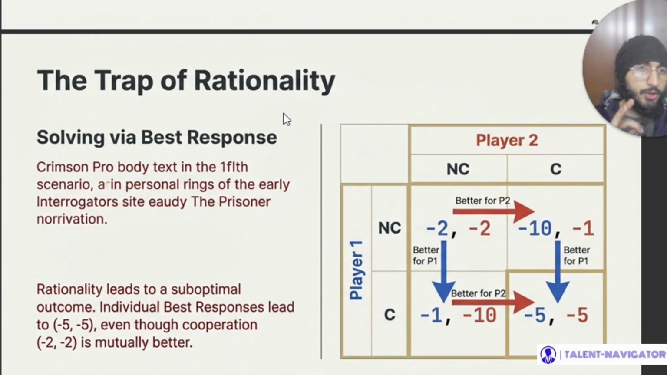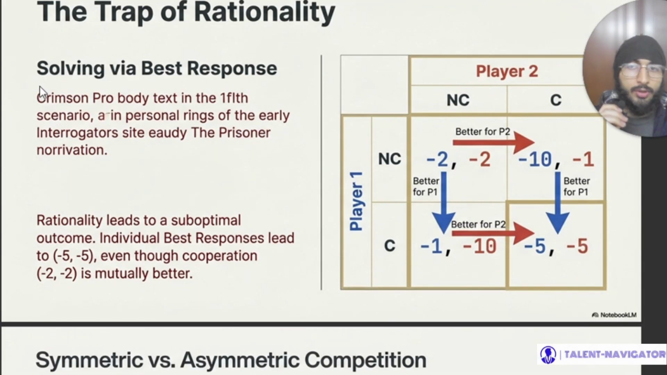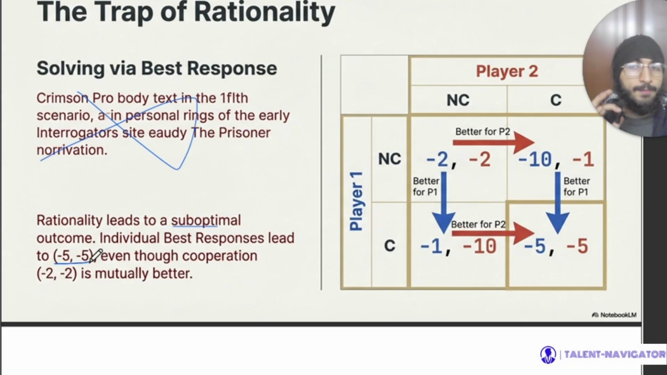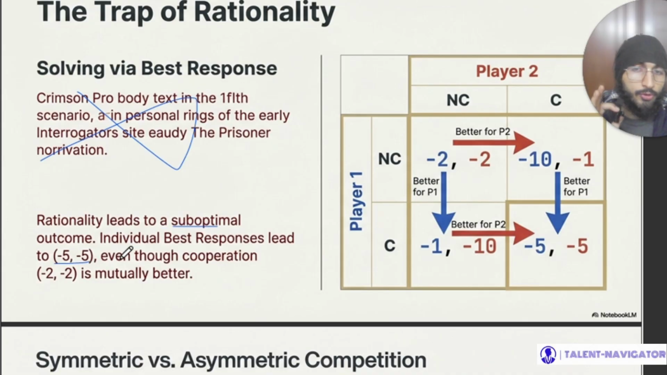Now the trap of rationality here. So solving via best response. Okay, so again, do not consider this, this is just wrong text here. So rationality leads to a suboptimal outcome. Individual best responses lead to 5 years of prison time for both, even though cooperation, that is not confessing, is mutually better, right? So this is a suboptimal outcome. So let us see what exactly this payoff matrix is trying to tell us.